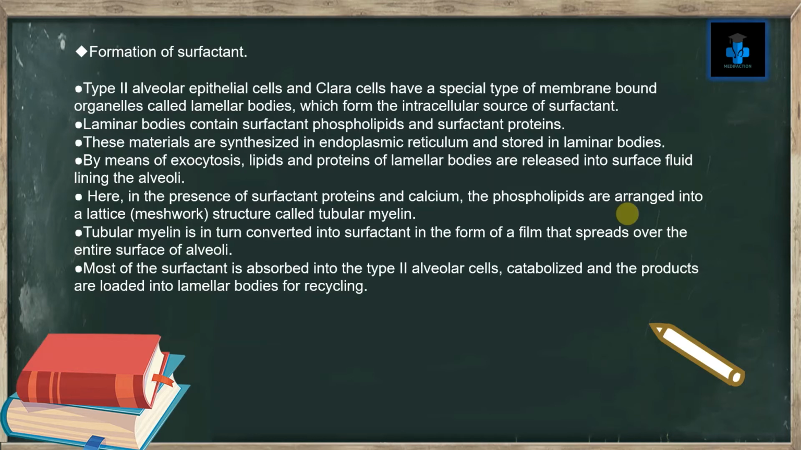Here, in the presence of surfactant proteins and calcium, the phospholipids are arranged into a lattice, otherwise known as a meshwork structure called tubular myelin. Tubular myelin is in turn converted into surfactant in the form of a film that spreads over the entire surface of alveoli. Most of the surfactant is absorbed into the type 2 alveolar cells, catabolized, and products are loaded into lamellar bodies for recycling.